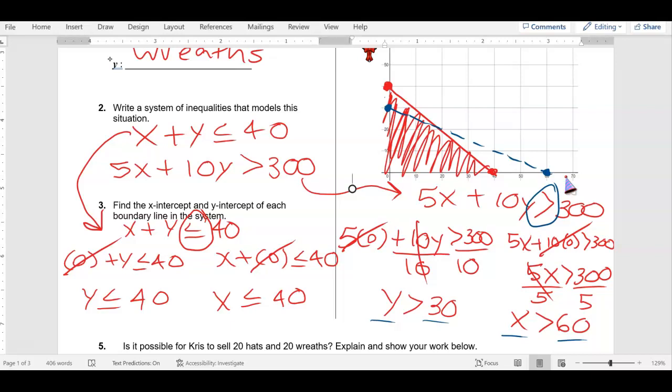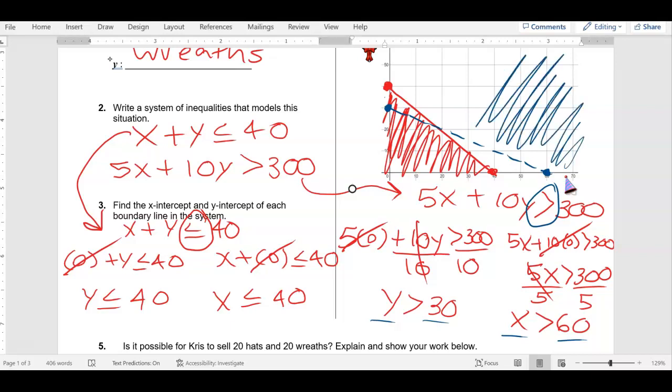Yeah. Okay, so are we gonna shade it above or below? Greater than is above. So go ahead and shade above. And please notice where it's gonna overlap. It's this tiny little sliver over here.